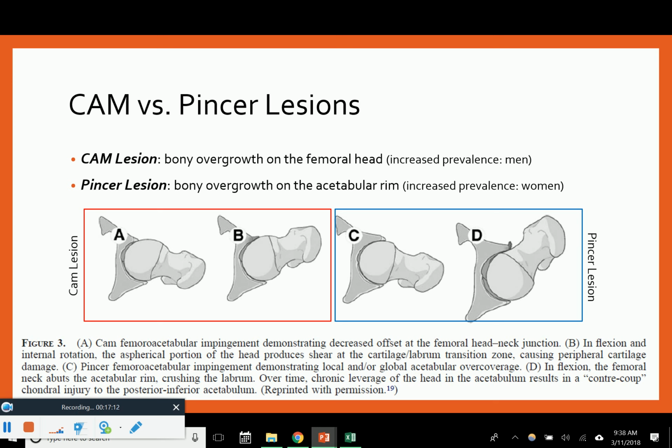The cam versus pincer lesions. A cam lesion is a bony overgrowth of the femoral head. There's increased prevalence in men. A pincer lesion is a bony overgrowth on the acetabular rim, and that's increased prevalence in women. I'll have you pause it here, read through figure 3, and you can see why and how a cam and pincer lesion comes to be.